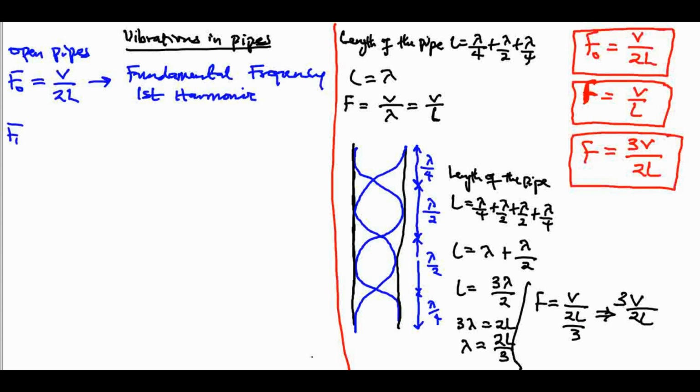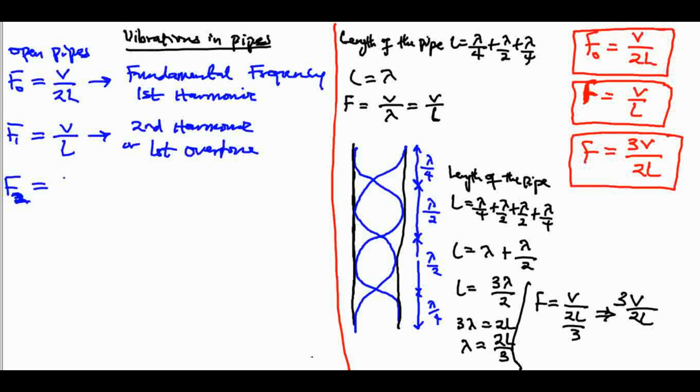And for the next, we'll have V over L, and this is called the second harmonic or the first overtone. And then F2, we will have 3V over 2L, and that is our third harmonic or our second overtone.